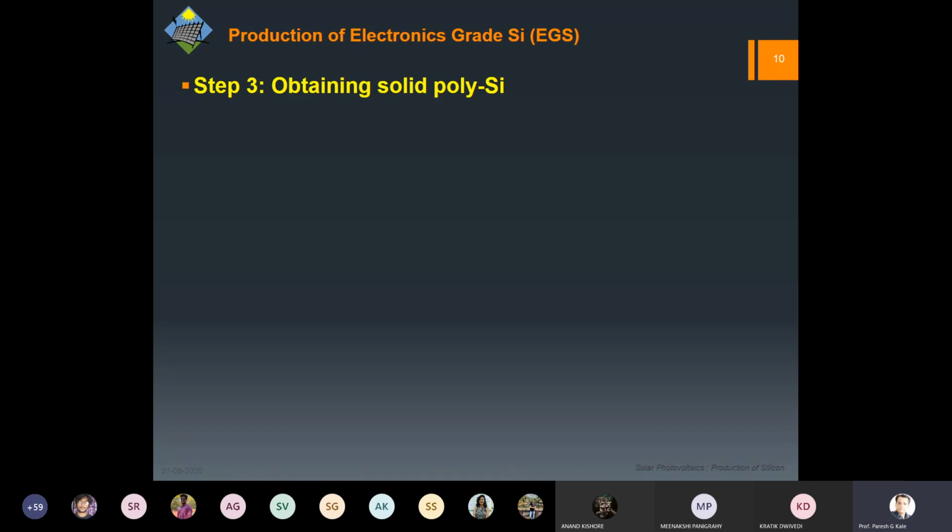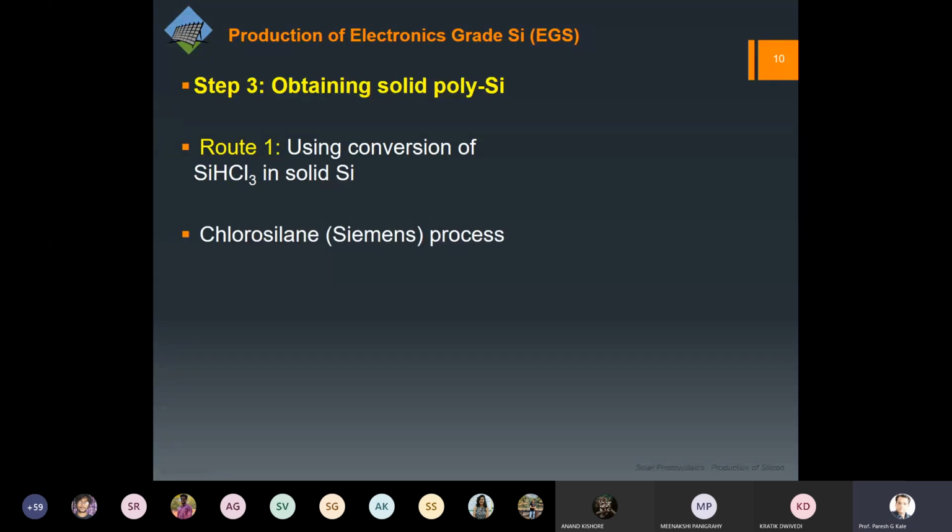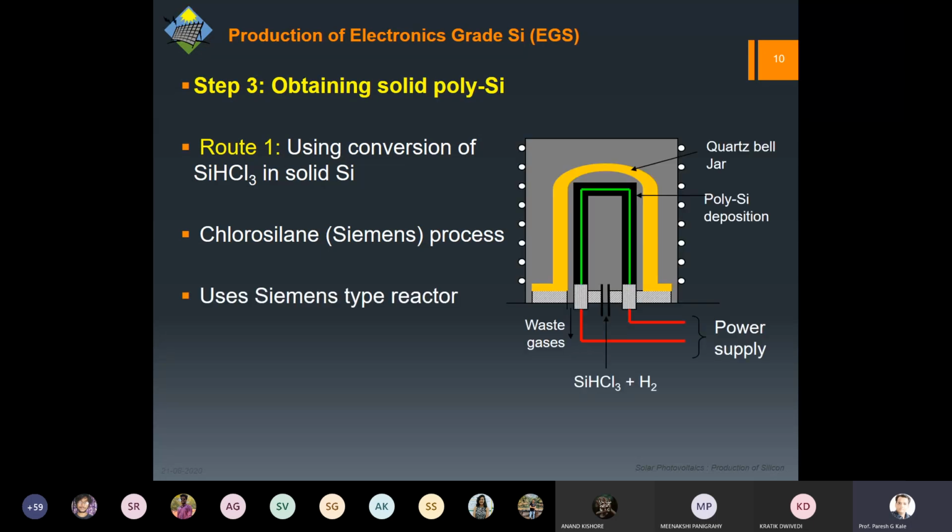Now we move towards the next step. Again, still we have not achieved EGS. Still we are one step away at least. And the third step is obtaining solid polysilicon. Here also we have got 2 routes. You can use this purified SiHCl3, that is trichlorosilane, to make solid. And this is called the Siemens process, because the reactor that we are going to use was built by Siemens, or you can say it is a chlorosilane process, because that is the gas we use.